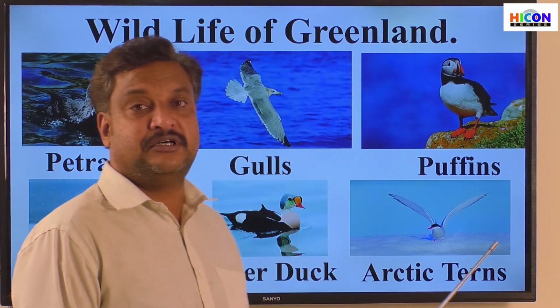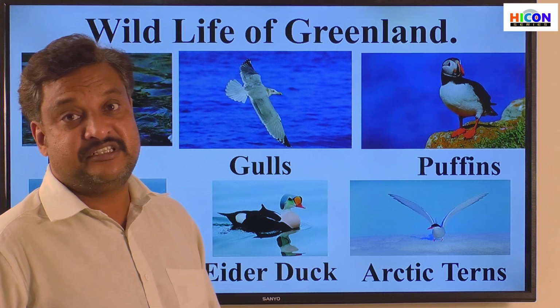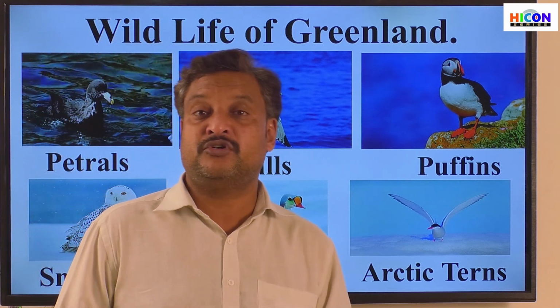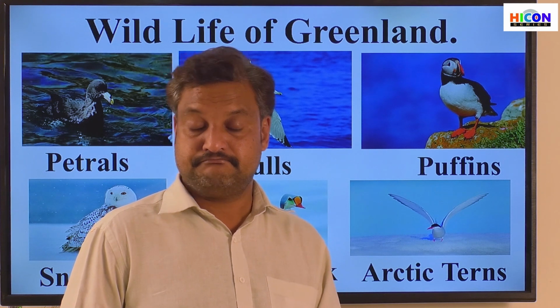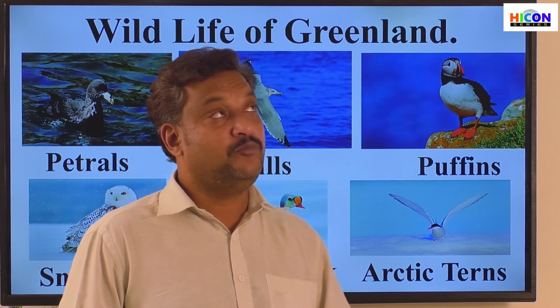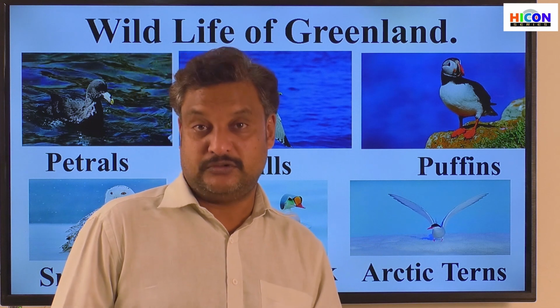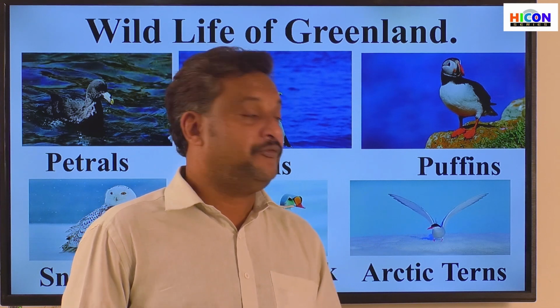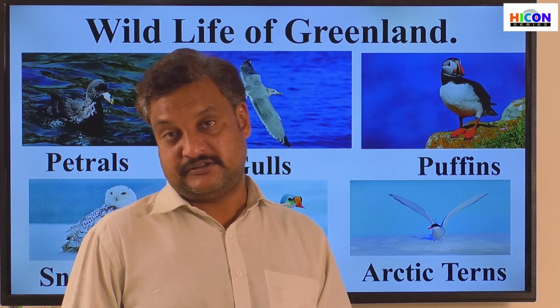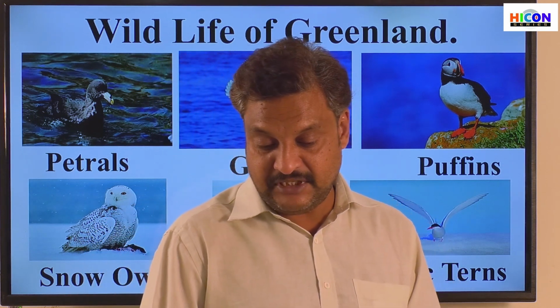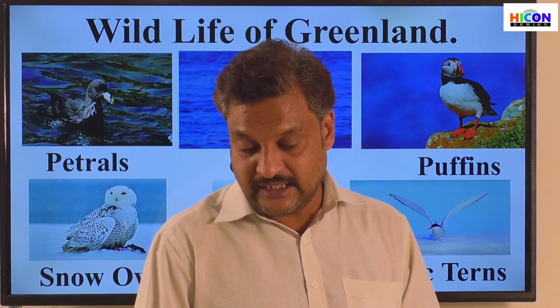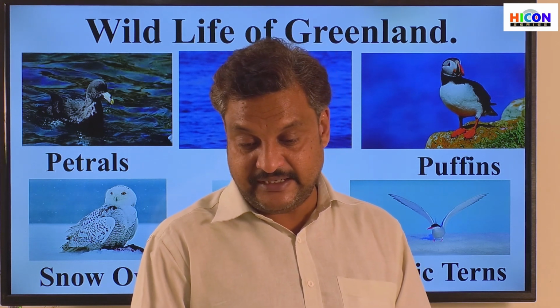It's an amazing bird. The Arctic tern is a bird which migrates from the North Pole to the South Pole during the winter season. Okay, from the North Pole to the South Pole. Very efficient migratory birds. Okay, so these are some of the animals that we can see there. And what are the major varieties of fish that we get there?